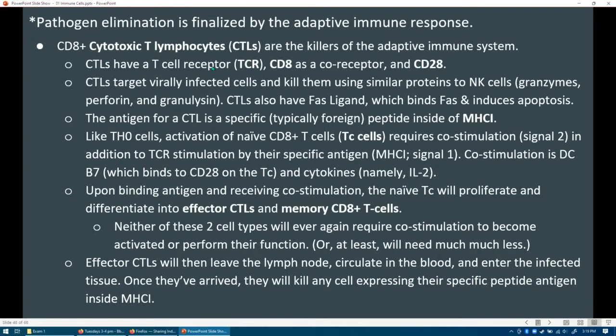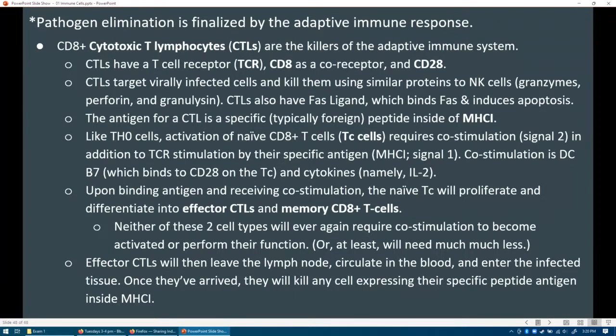Cytotoxic T cells have a T cell receptor. That's what makes them a T cell. They have CD8 as a co-receptor, and that makes them specific for MHC1, not MHC2, but MHC1. They also express CD28, especially when they're naive. They need B7. They need co-stimulation in order to become activated.